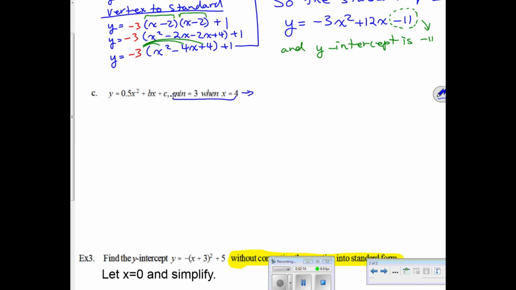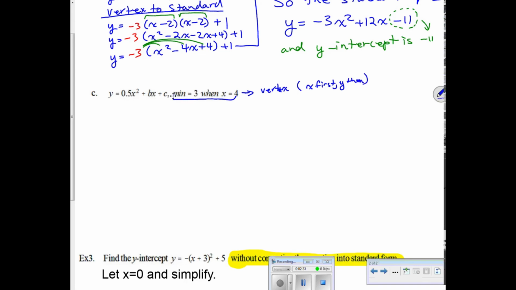So now, for this next problem, you've got this basic equation. Again, we've got our a value sitting in front, right? But now it's telling us that the minimum is 3 when x is 4. They're doing this to confuse you. That's the only thing. So here's the rule. When you've got a vertex, it's always the x first, and then the y value, okay?